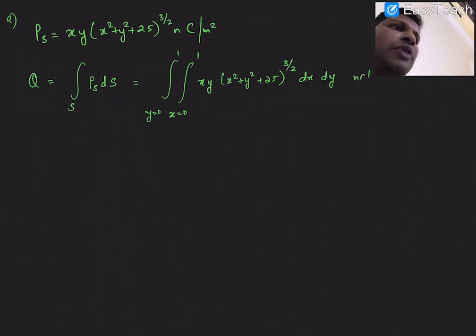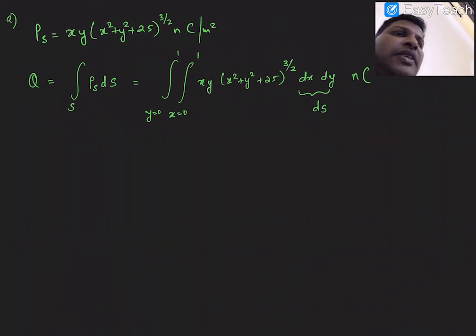Now this much nanocoulomb per meter square means this much nanocoulomb. The answer will be in nanocoulomb, because if you integrate the surface charge density, dx dy will give you the area. Now we want to integrate this. How to integrate this one? That's what we are going to discuss now.